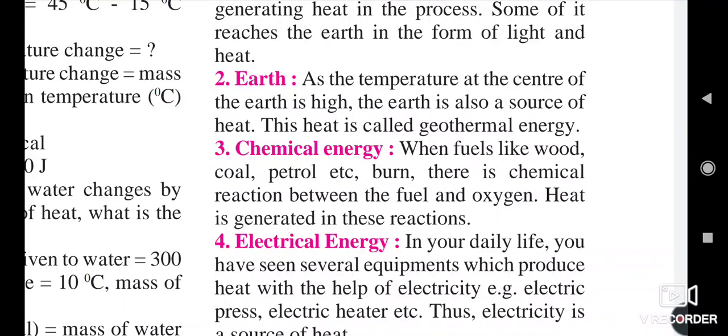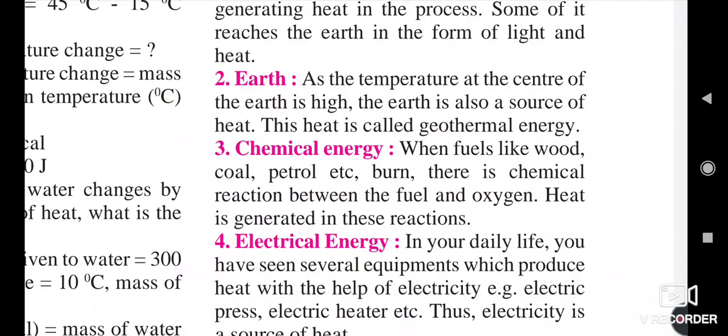When fuels like wood, coal, petrol burn, there is a chemical reaction between the fuel and oxygen. As we know, oxygen helps to burn. Heat is generated in these reactions. So this type of fuel burning is a source of generating heat. This is the third point.